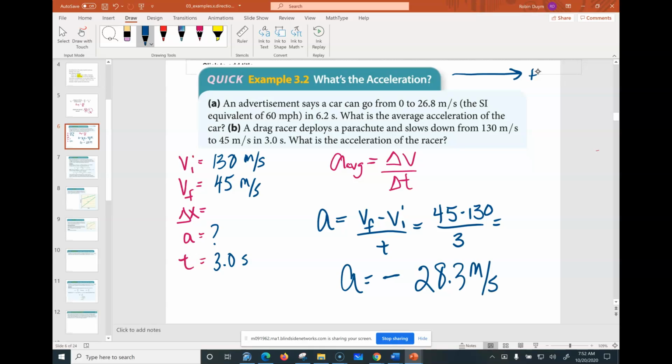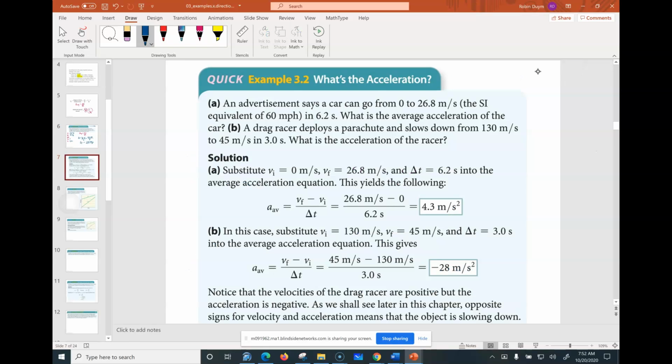28.3 meters per second squared. It means that every second he's slowing his velocity down by 28.3 meters per second. So if he starts at 130, after the next second, he's going to be going at like 101.7. And then the next second, take away another 28.3 meters per second, and so on and so forth over those 3 seconds. Okay? All right, so the solution for that is there if you need it.